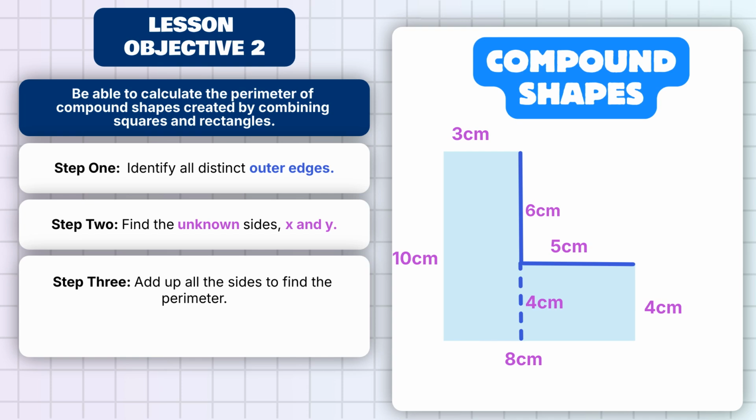Now let's add these all up to find the perimeter. 10 plus 3 plus 6 plus 5 plus 4 plus 8 equals 36 centimeters.